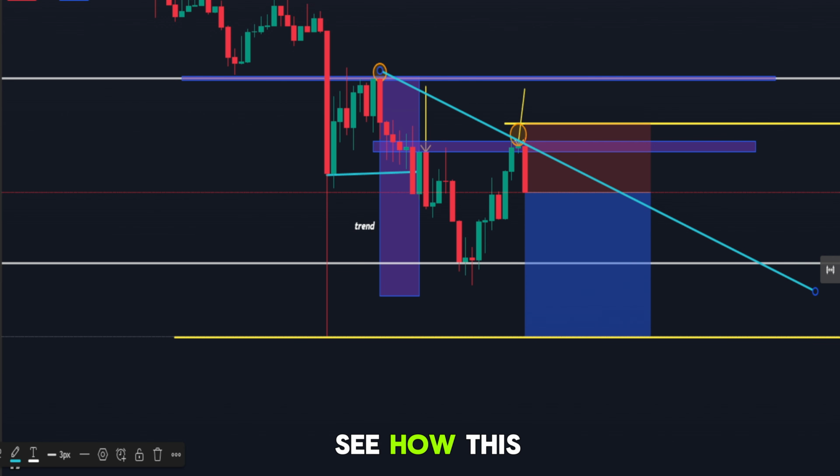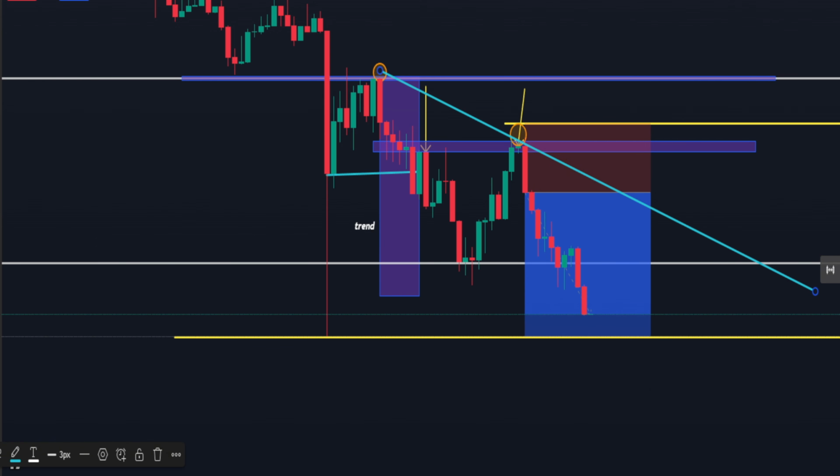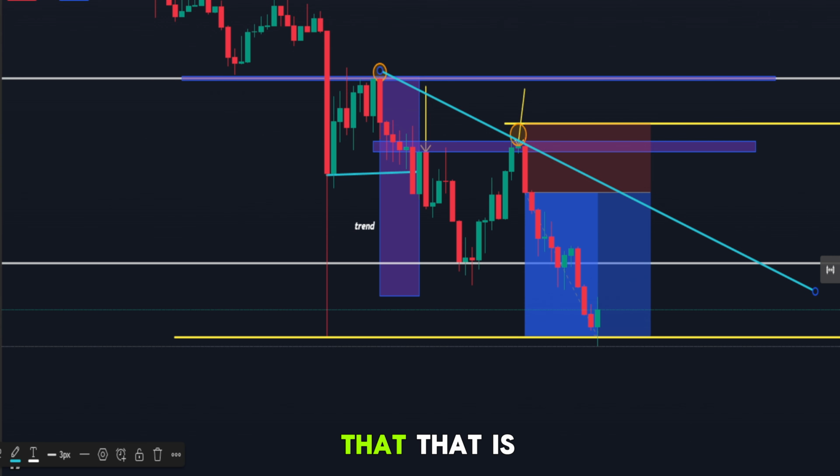So let us see how this one went. So yeah, and just like that, that is one of our best BYBT strategy setups that we normally have.